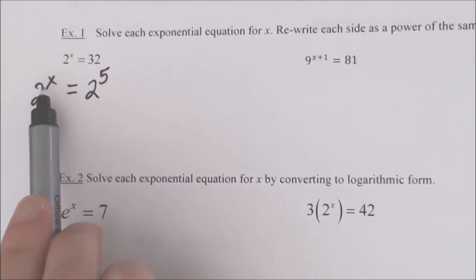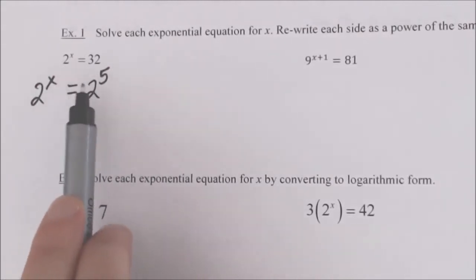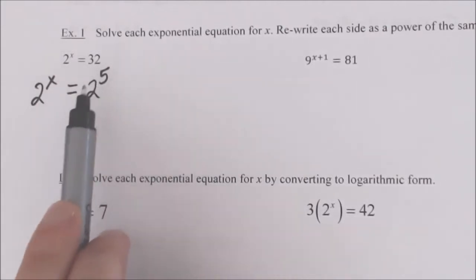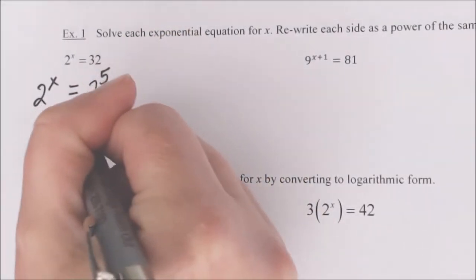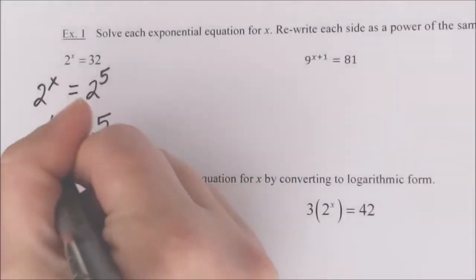If I have 2 to the x equals 2 to the 5th, then what does that indicate about the exponents? Since the bases are the same, the exponents have to be the same as well for this to be a true equation. So I'm going to drop the bases and just set x equal to 5. And that's going to be our solution, x equals 5.